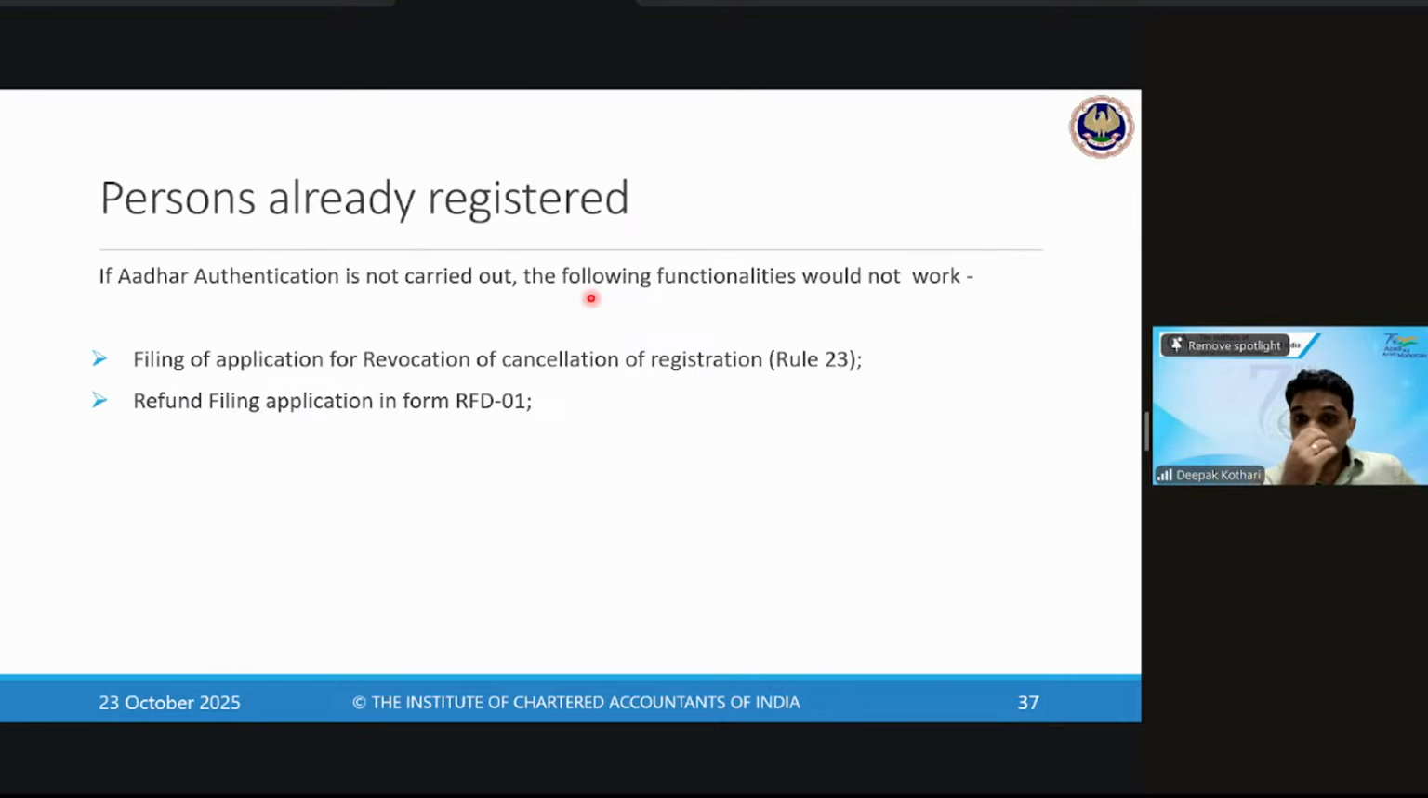Filing an application for revocation of cancellation. What is revocation of cancellation? We'll discuss in the next class because now we are dealing with registration. फिर आपका registration cancel हो गया, that also you can revoke when you have authenticated your Aadhaar. And filing refund application also will be deactivated, and refund of IGST paid on exports. So तीन कैटेगरी के फंक्शंस ब्लॉक हो जाएंगे if your Aadhaar is not authenticated.